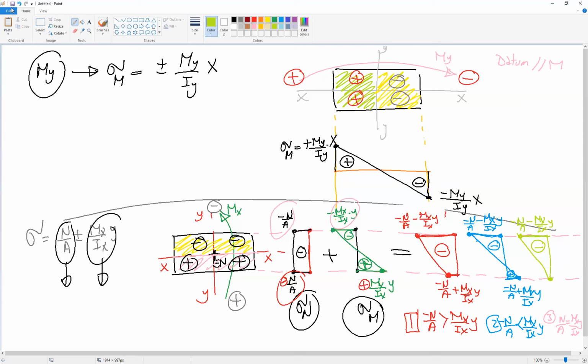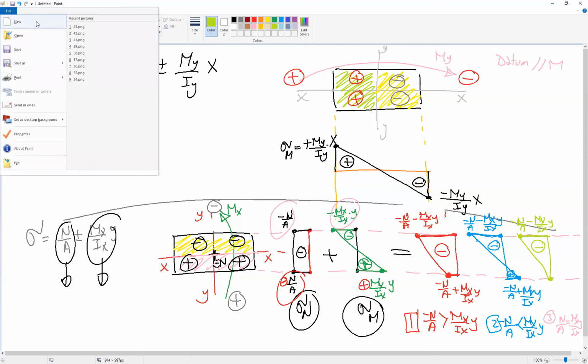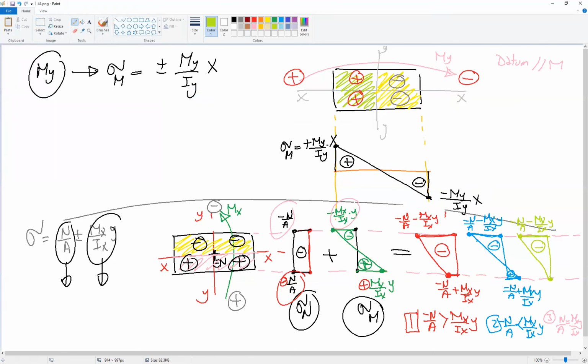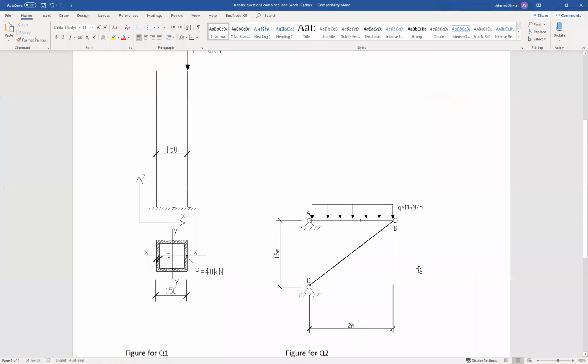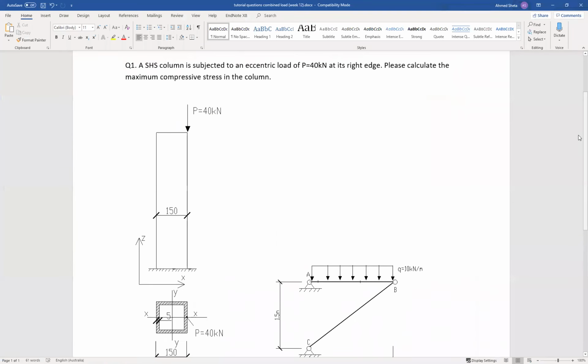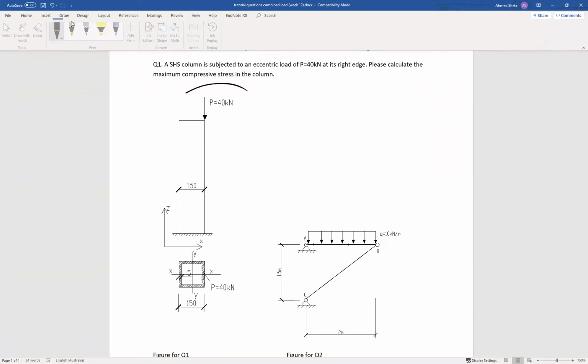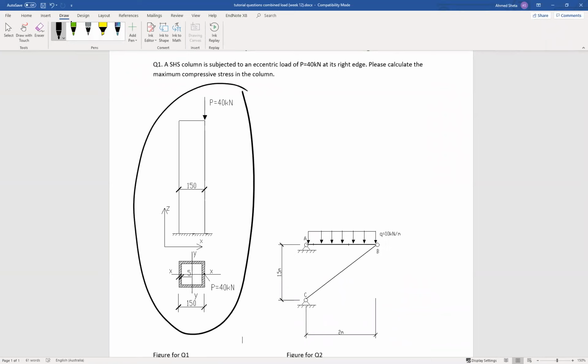Okay, so now return back to our problem. If we have this problem now here, this is our problem. We need to find the maximum compressive stress in the column. Okay, I will start with this one now.